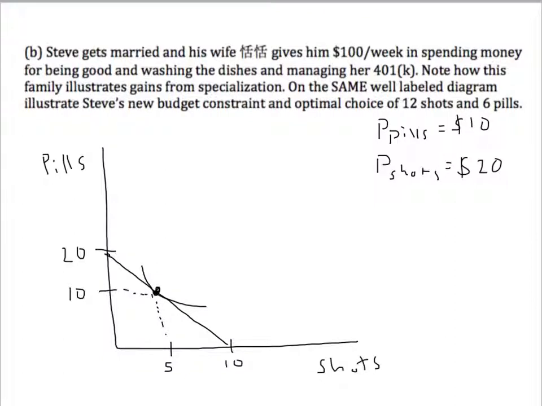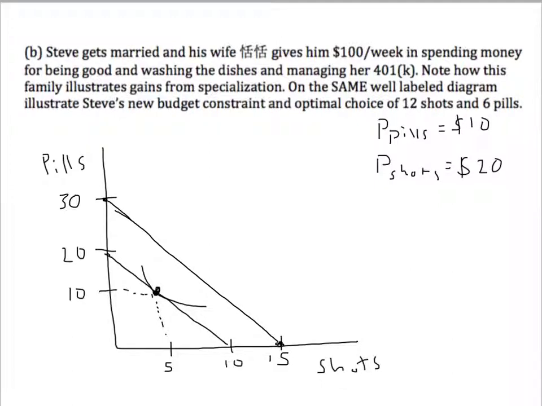So with an income of $300 and a price of pills of $10 per pill, we know that the maximum number of pills that he could buy is 30. We'll label that point. And with shots costing $20 and an income of $300, he could buy 15 shots. So we have our 2 points just like before. And we connect the dots using a straight line.